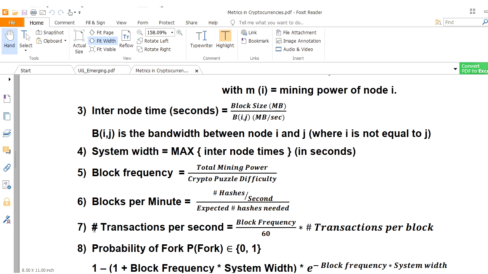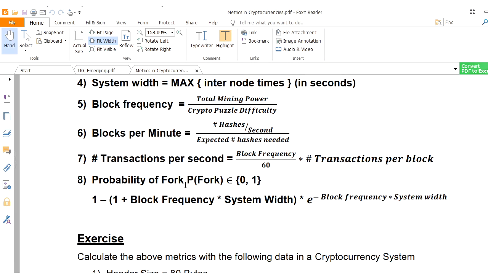Next is the number of transactions per second, which is equal to block frequency. If the block frequency is 10 seconds, then 10 by 60. If you are reducing the block frequency, then it is fine. Block frequency by 60 into the number of transactions per block, that is the number of transactions per second.